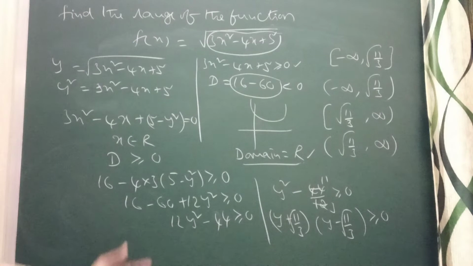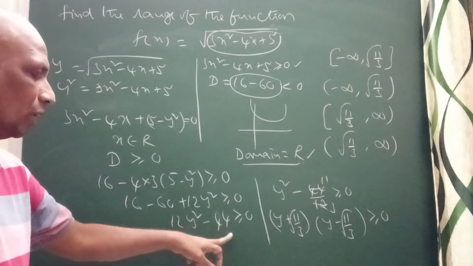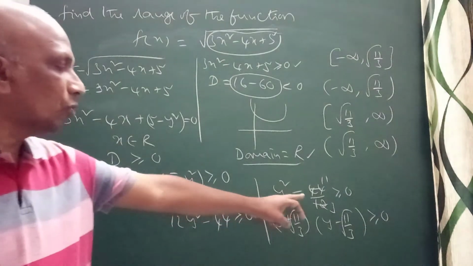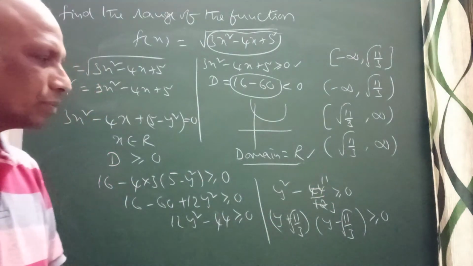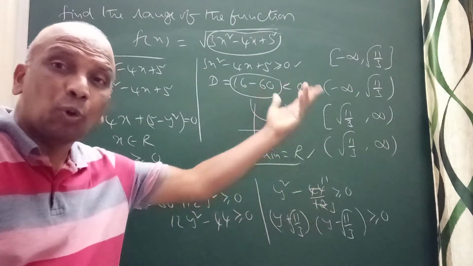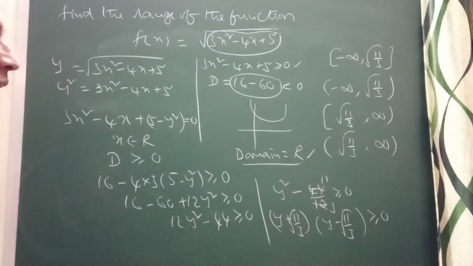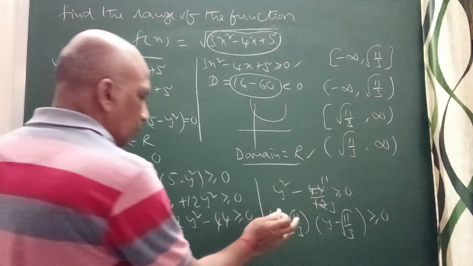You should be careful when you are doing the problem. I simplified, then I got 12y square minus 44 greater than or equal to 0, so y square minus 11 by 3, correct? Again I can write this as y plus root of 11 by 3 times y minus root of 11 by 3 greater than or equal to 0, we got, right?